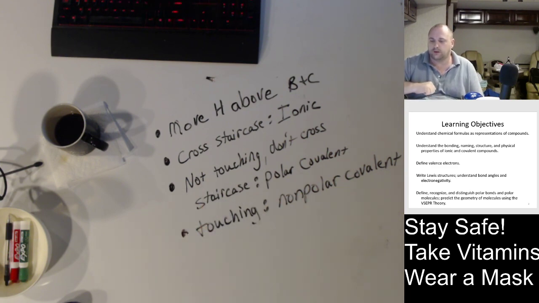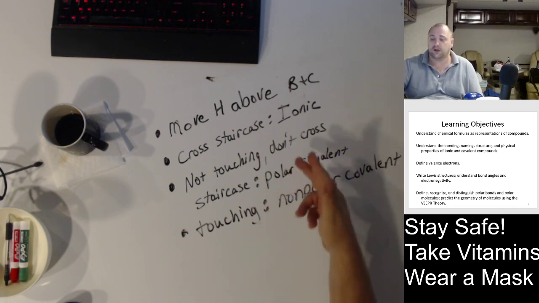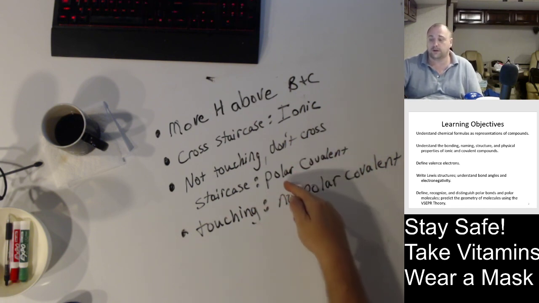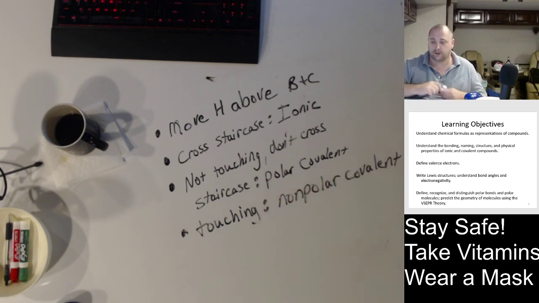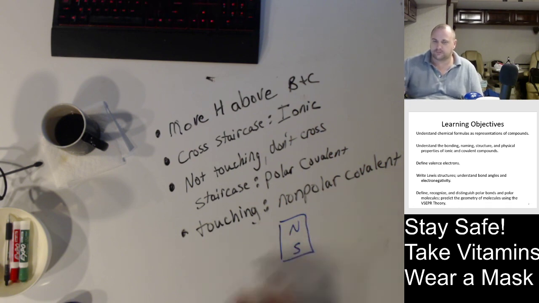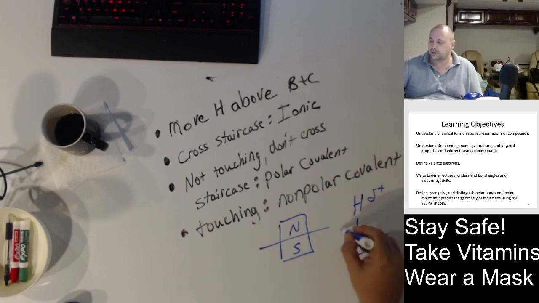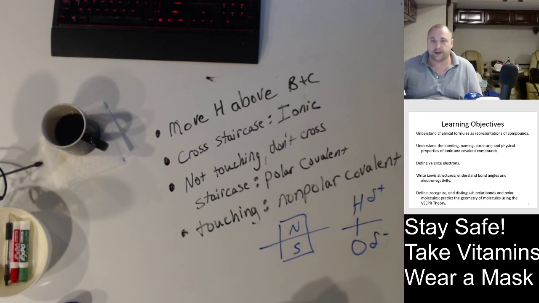And so if we're not crossing that staircase, they're either going to be touching or they're not touching. If they're not touching, they're polar covalent, unequal sharing. That idea of polar, that comes from a magnet, and you can draw a line and separate the north side and the south side. So when I have something like a hydrogen oxygen bond, the hydrogen is further away from fluorine. So we use this little symbol here, a partial negative and a partial positive. And we can draw a line to separate the positive from the negative sign.